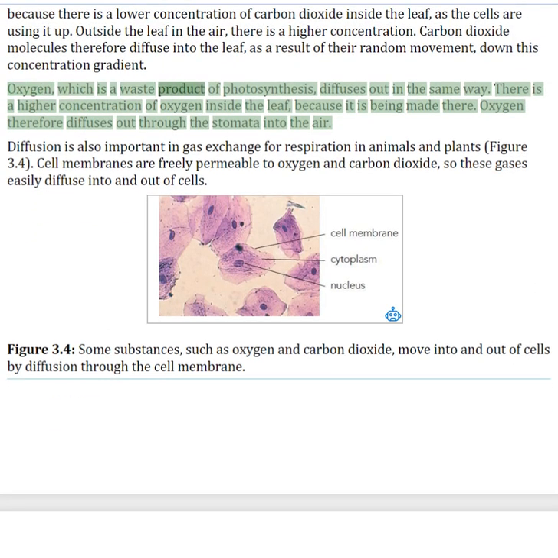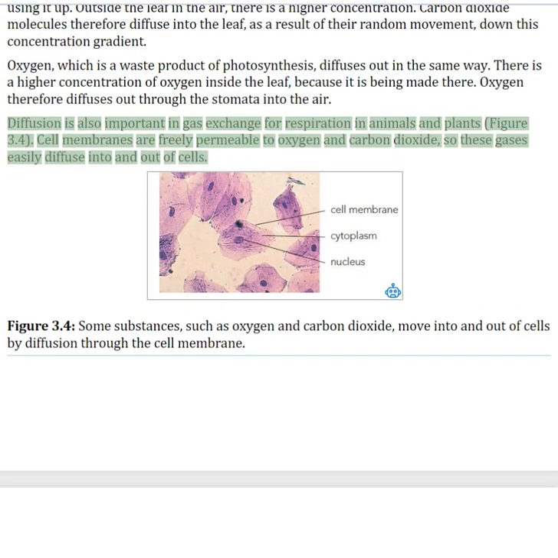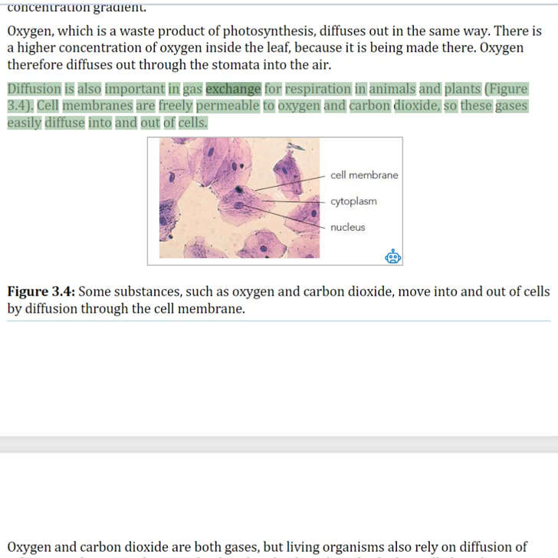Oxygen, which is a waste product of photosynthesis, diffuses out in the same way. There is a higher concentration of oxygen inside the leaf, because it is being made there. Oxygen therefore diffuses out through the stomata into the air. Diffusion is also important in gas exchange for respiration in animals and plants. Cell membranes are freely permeable to oxygen and carbon dioxide, so these gases easily diffuse into and out of cells.